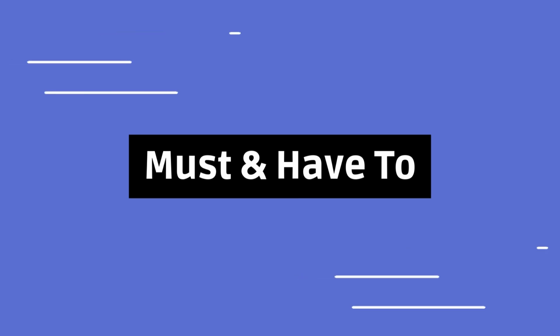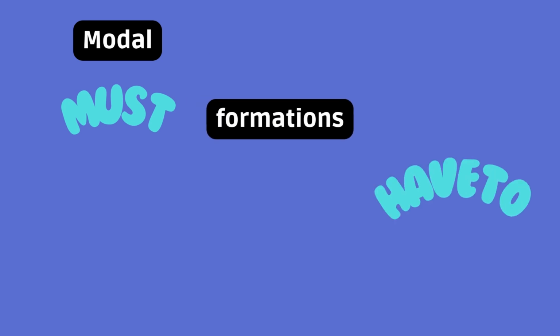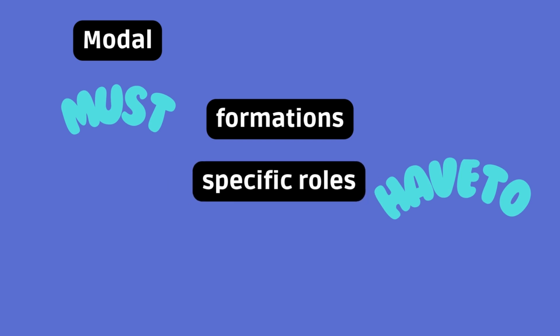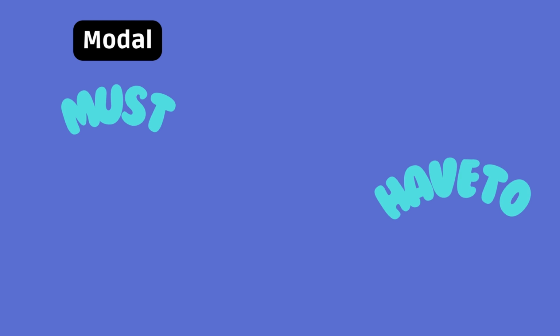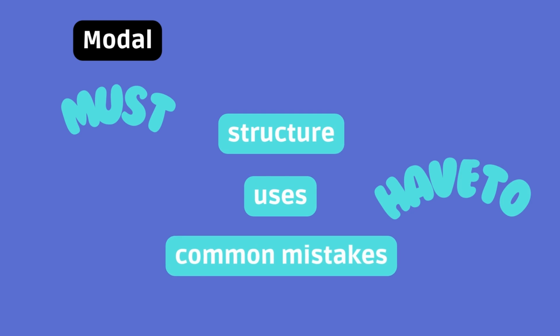Today's video, must and have to made easy. Though they express similar ideas, these verbs also play unique roles in English. Must is a modal verb, while have to is not. So knowing their formations and specific roles is crucial. Consequently, we'll go over each one's structure, uses, and common mistakes to watch out for. Obviously, this video is a must.